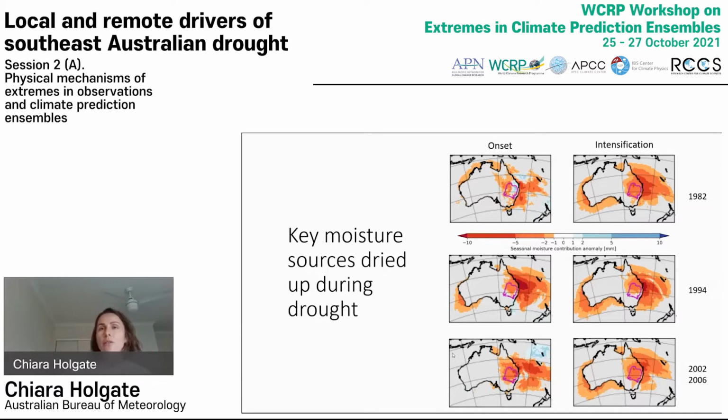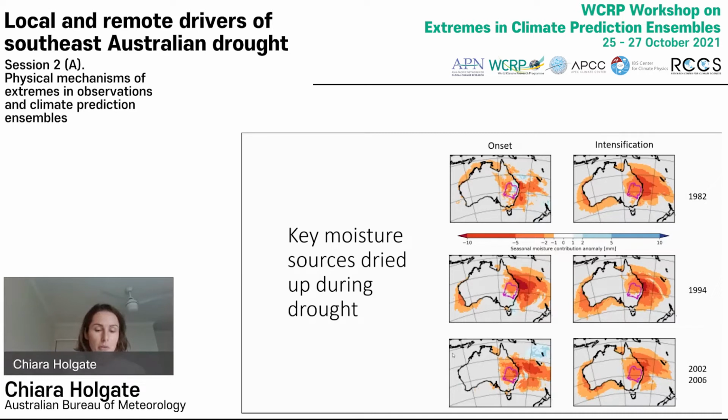So you can see here the orange colours are showing less moisture than normal is contributing to rainfall in the region defined by the pink polygon there. So we can see that the onset of the 1982 drought, for example, was characterised by a negative anomaly in moisture from the Tasman and Coral Seas in particular, which is the ocean to the east of Australia, which intensified as the drought went on. And we see similar things in the 94 and millennium droughts.